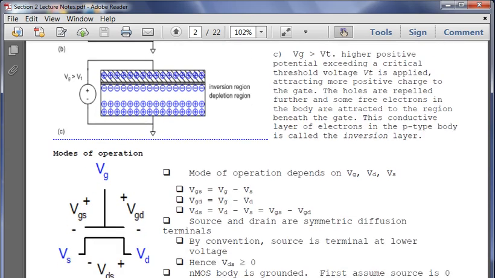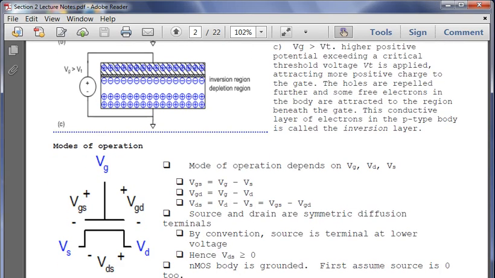So these are some definitions that are going to become very important as we start proving equations. So you have gate, source, and drain voltage, as we've already described. The difference between the gate and source voltage is VGS. VGD is gate drain. And then we define this voltage here as VDS, drain source. Now, source and drain are symmetric, but by convention, they have defined that the drain will be at a higher voltage, and the source will be at the lower voltage.